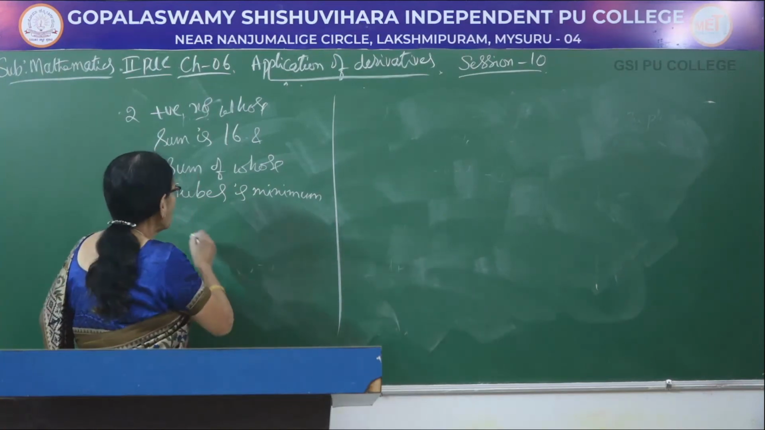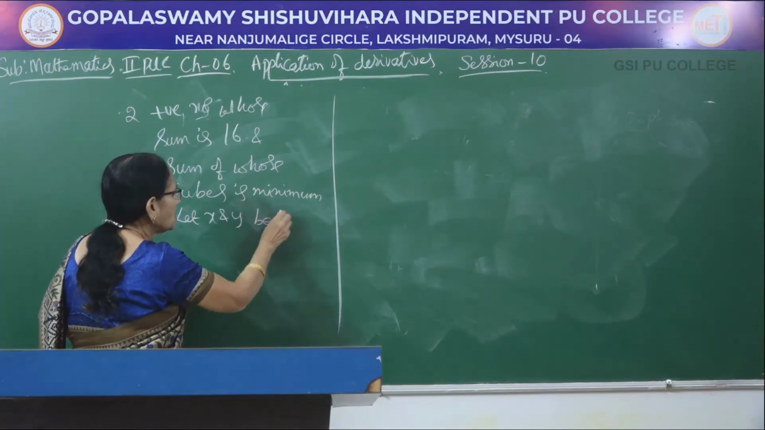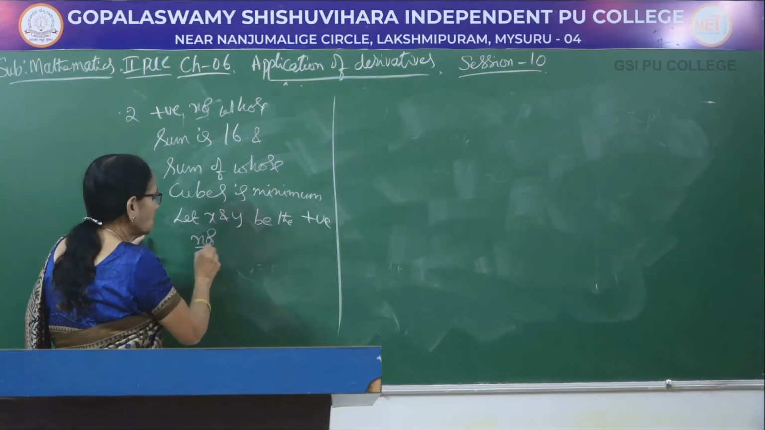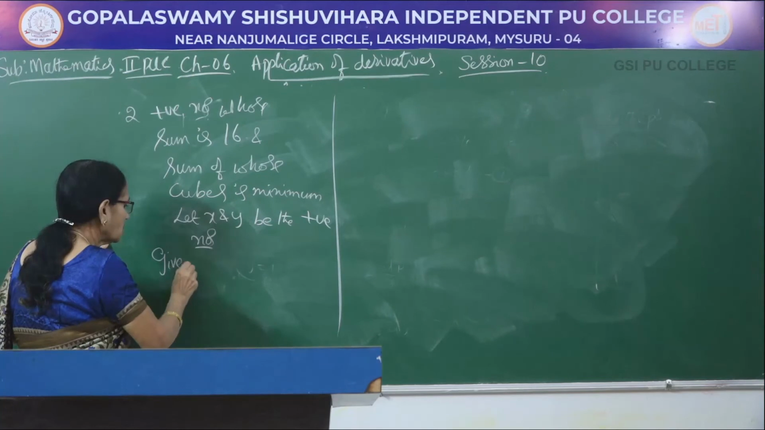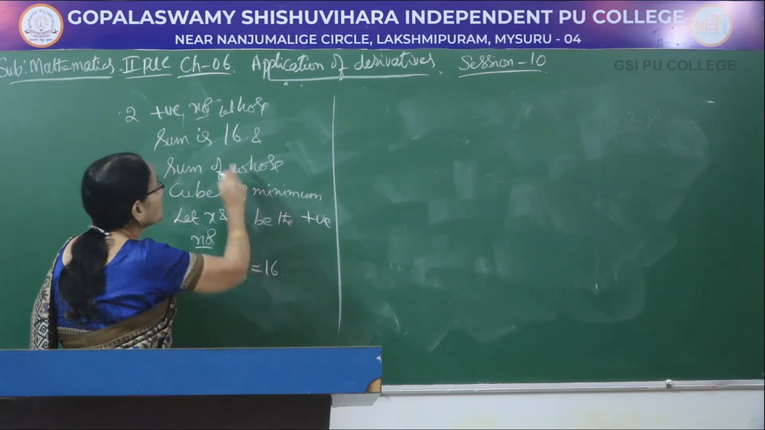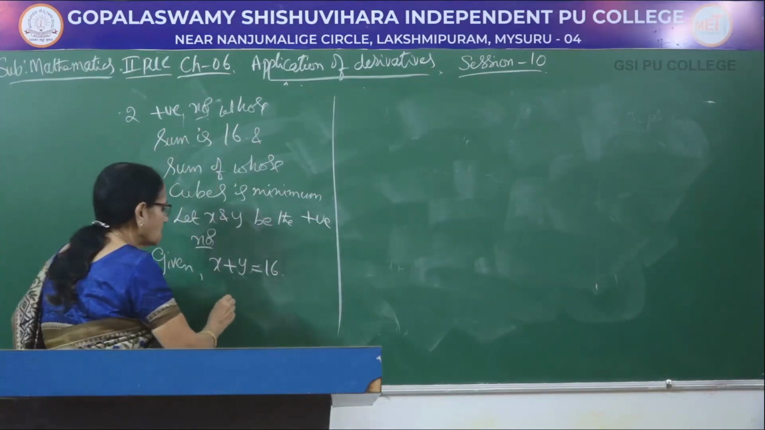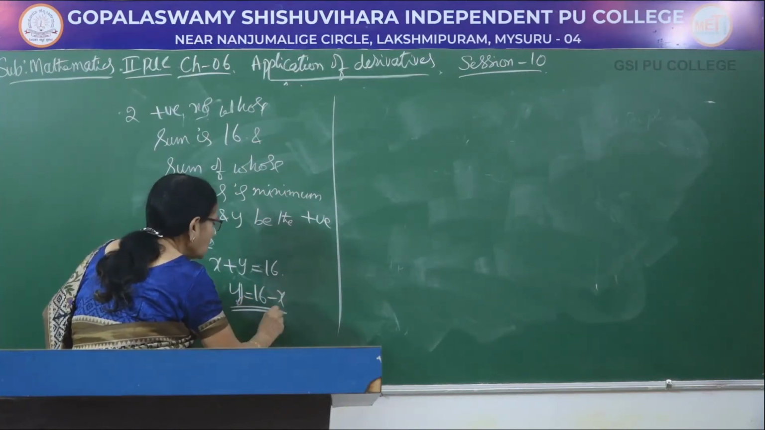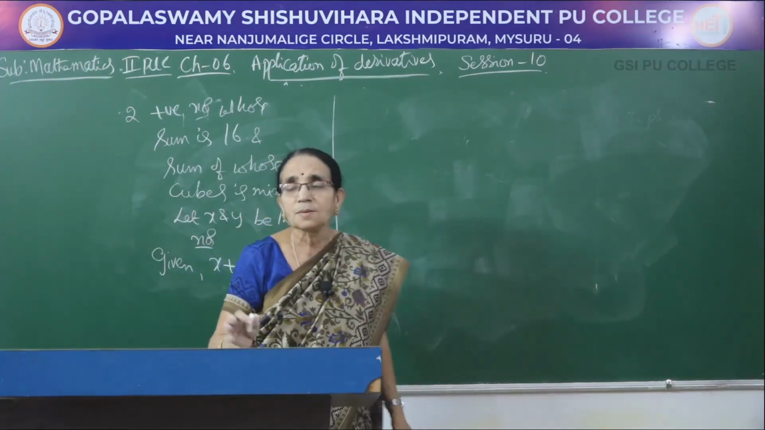So, as usual, let x and y be the positive numbers. Given x plus y equal to 16, the sum of two positive numbers whose sum is 16. Therefore, you can write y is equal to 16 minus x. Next, this is the data.